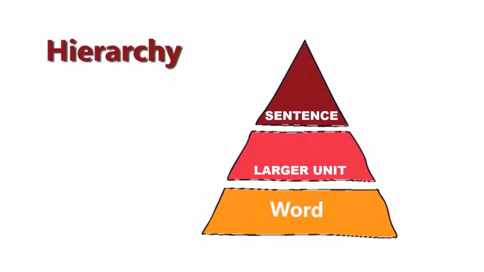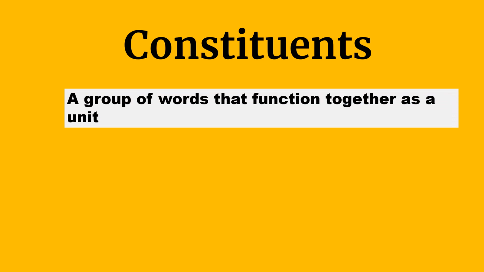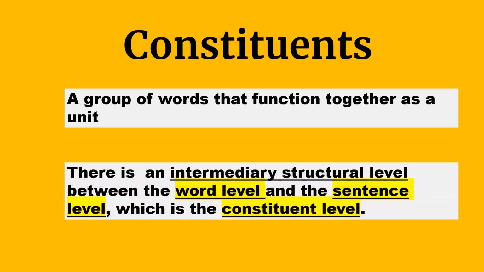And those units have a name, and these are called constituents. So these constituents then come together and they form a sentence. Next, another definition of constituent. These are a group of words that function together as a unit. There is an intermediary structural level between the word level and the sentence level, which is the constituent level.